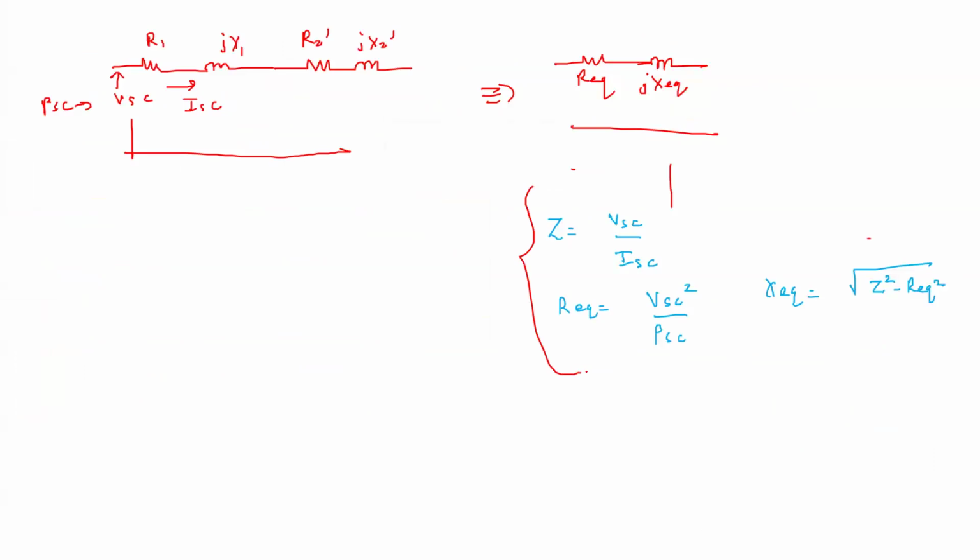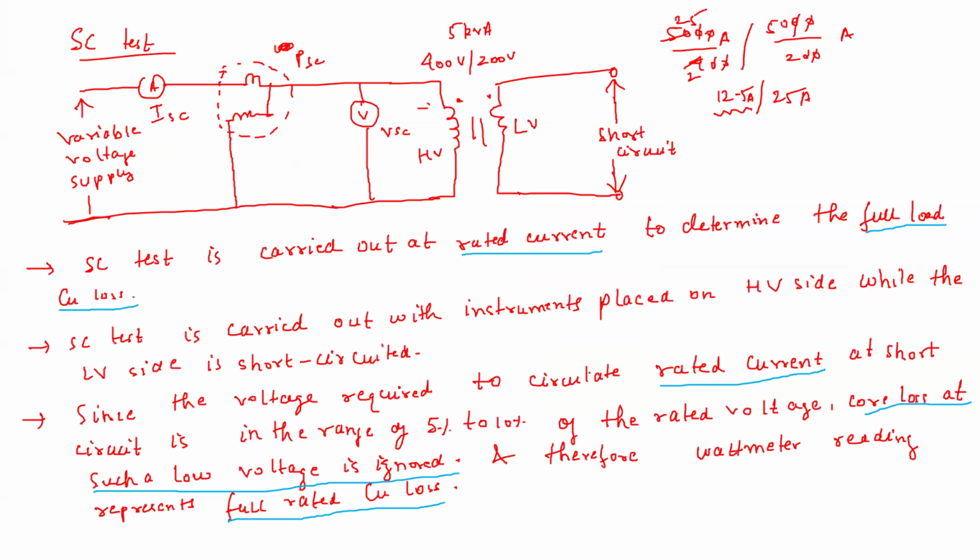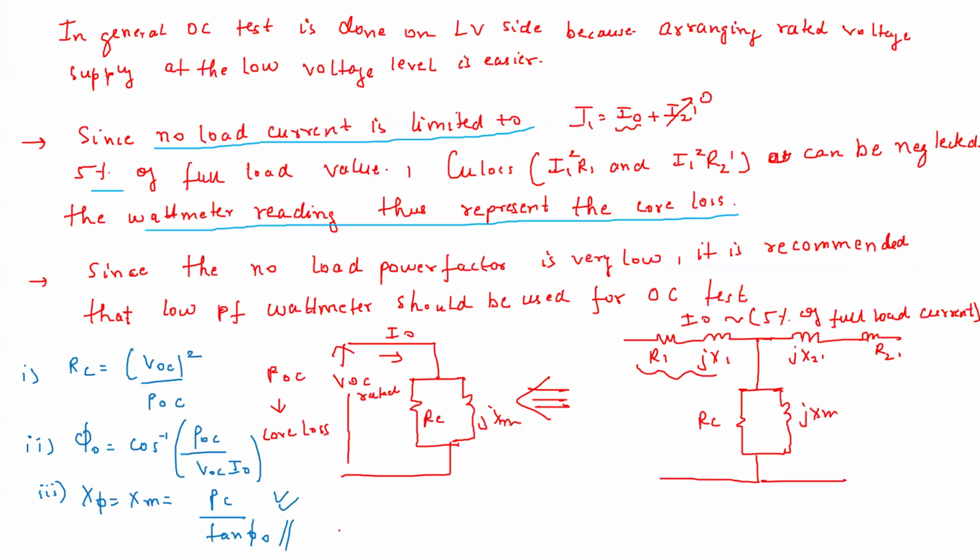Because this VSC and ISC are on the HV side only, these values will give you the Z, R equivalent, X equivalent referred to the HV side. Whereas these values, because we are doing the OC test on the low voltage side, will give you the values referred to the LV side.